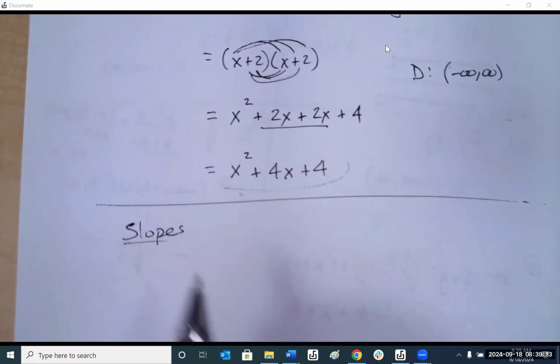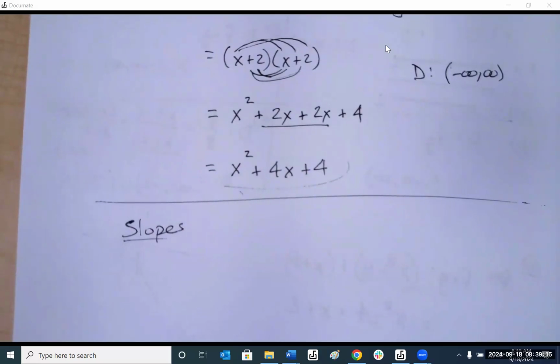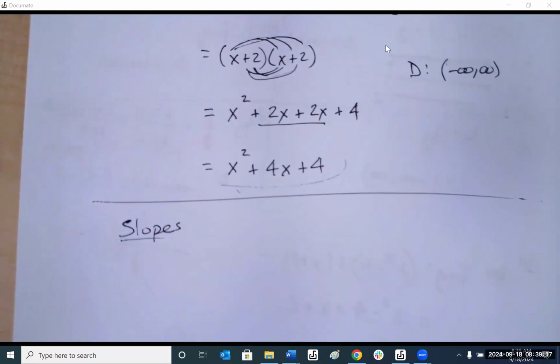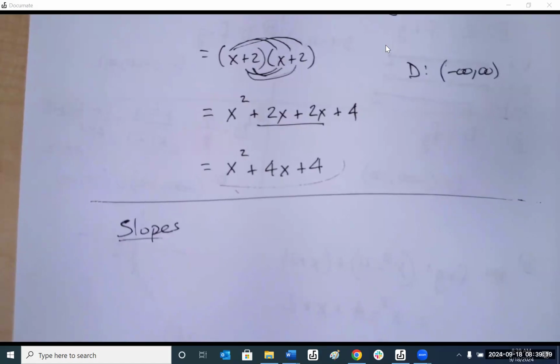I'm going to say plural, slopes. Up until now, what kind of slopes have we been talking about? What kind of functions are we dealing with? We calculated slopes for what kind of functions?